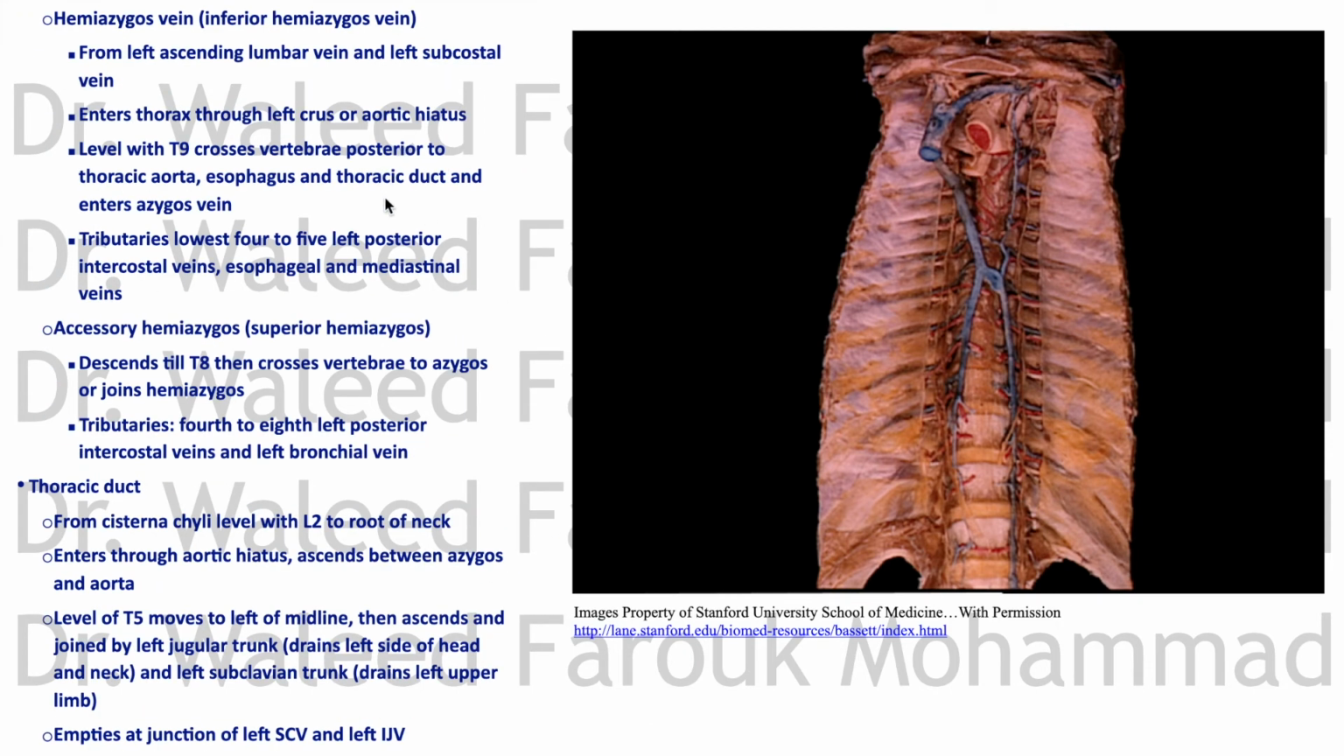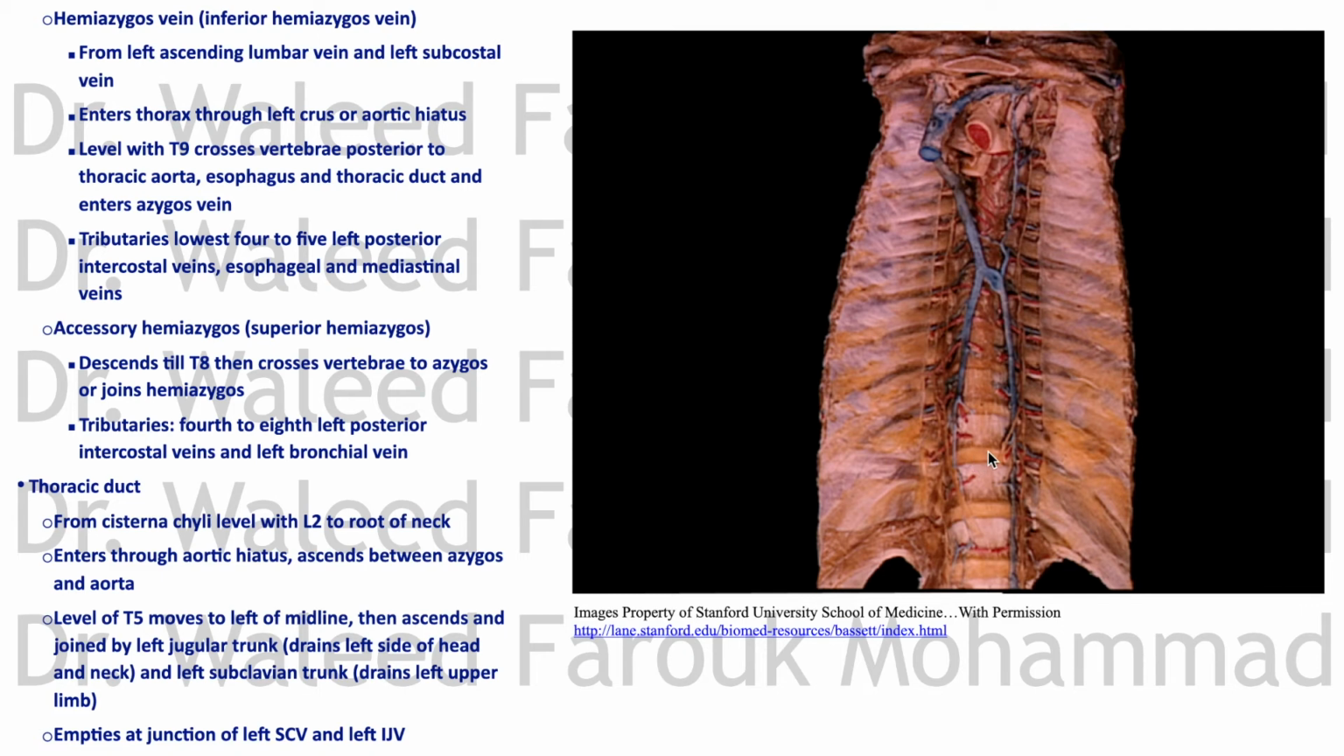We talked about the hemiazygos and the accessory hemiazygos. The thoracic duct begins in the abdomen, level L1 or L2, as a bag or a sac of lymph called the cisterna chyli. It will give rise to the thoracic duct that will ascend through the aortic opening between the azygos on the right side and aorta on the left side, ascends in the thorax and between the azygos and the aorta.